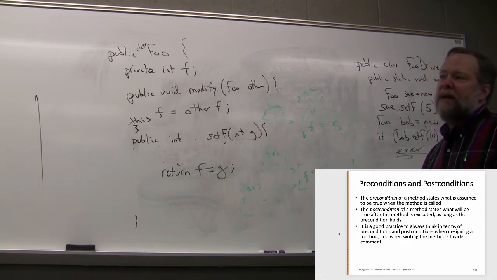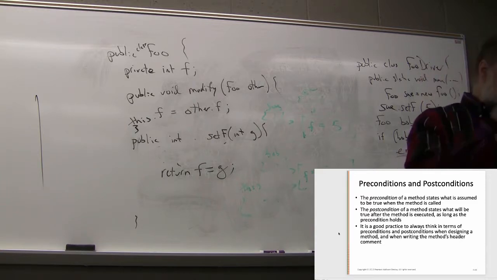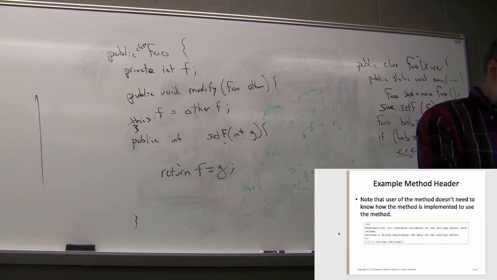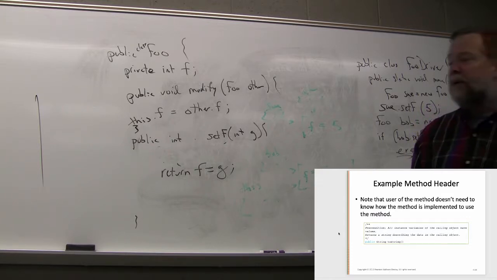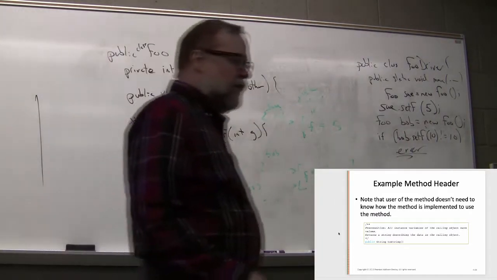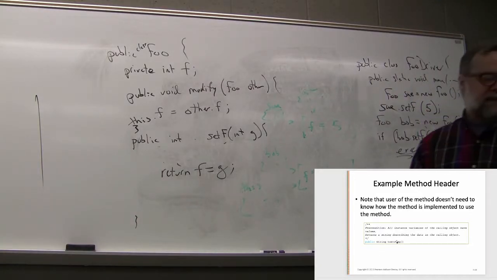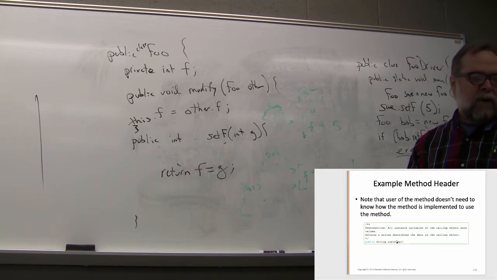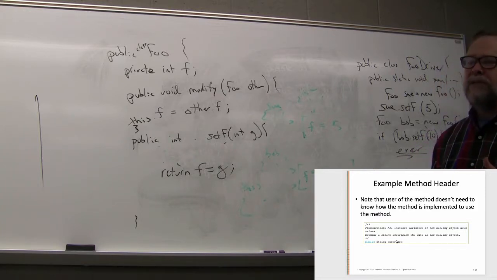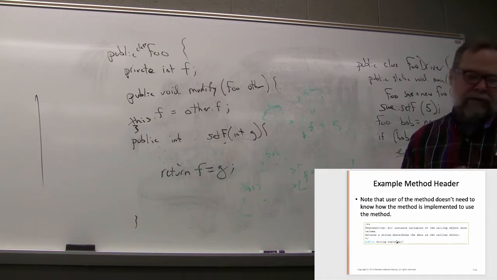And in general, when you're designing a method, as the slide says here, it's good practice to think in terms of preconditions and postconditions, even if you're not stating them very explicitly and formally. So I'll give you an example, and this is from your textbook. It's kind of small text, sorry about that. This is the header comment for the toString method. And we talked about the toString methods last week. A toString method is supposed to return a string which in some way represents the object, whatever it happens to be.